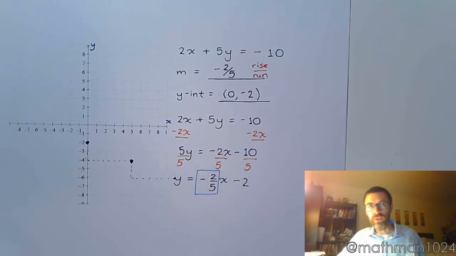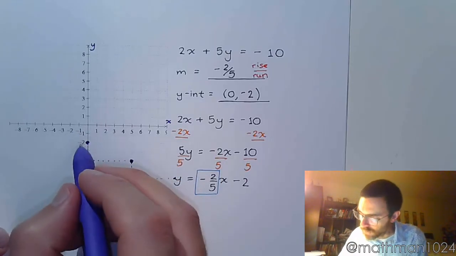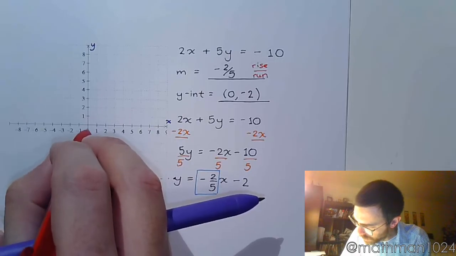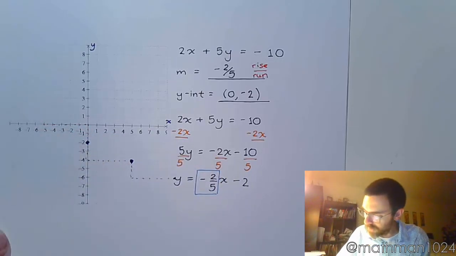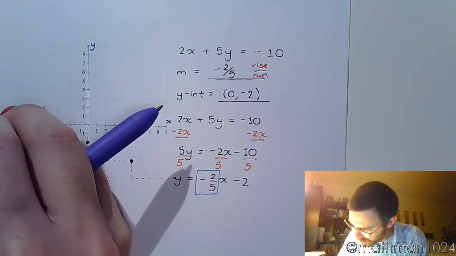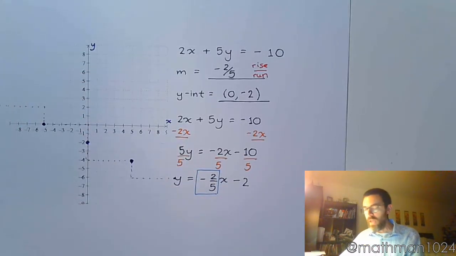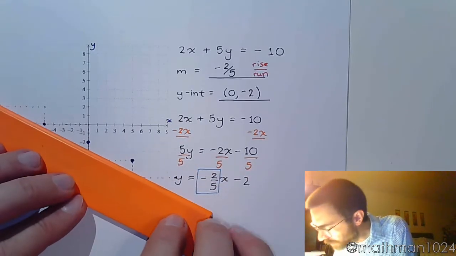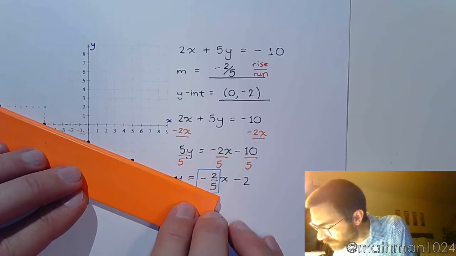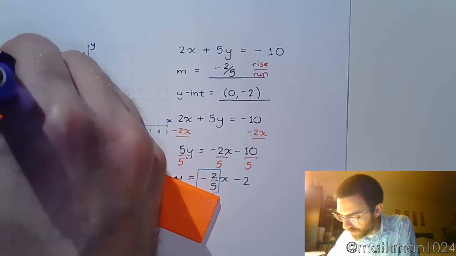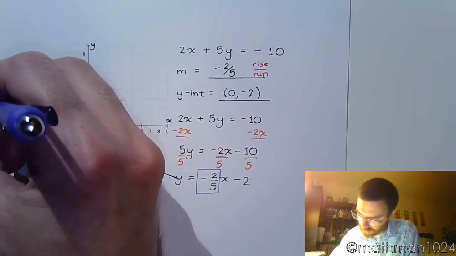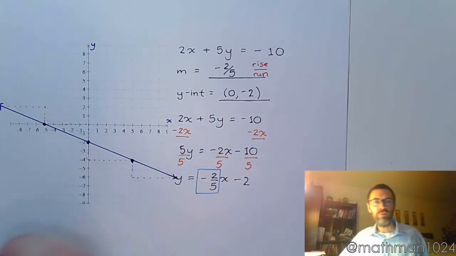And I need to get more points. So let's flip things around. Instead of going down and to the right, let's go up and to the left. So from here, we're going to go up 2 units, but now go to the left 5. Do that again, up 2, and to the left 5, so right about there. And as long as we've counted correctly, we should be able to line everything up nicely with our straight edge and draw a nice straight line, just like that.